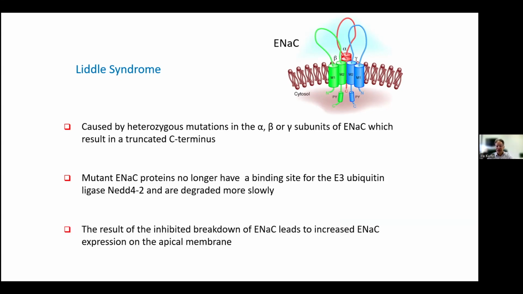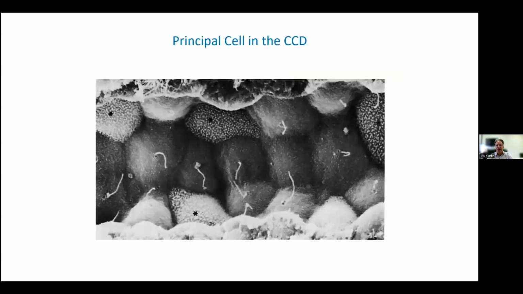So the result of the inhibited breakdown is that you have more of the protein on the apical membrane. If you did a Western or you did immunocytochemistry of the cells, you would see more of the protein. You don't change the intrinsic function of the channel. Okay. Now, ENaC is found in the cortical collecting duct that I showed you before, in a particular cell type in the cortical collecting duct.